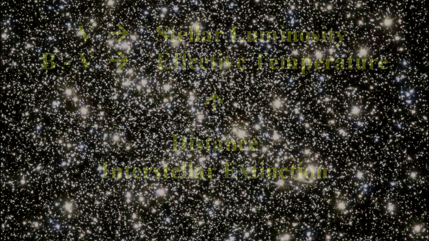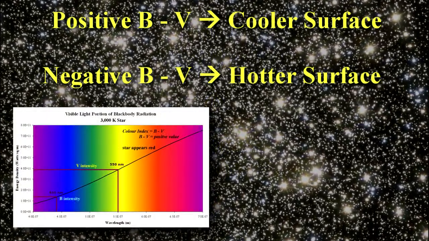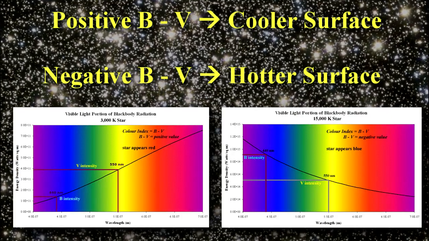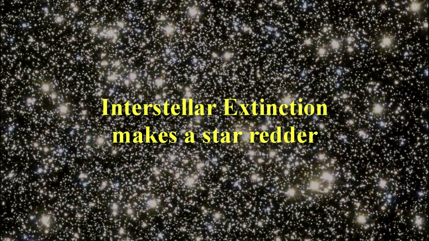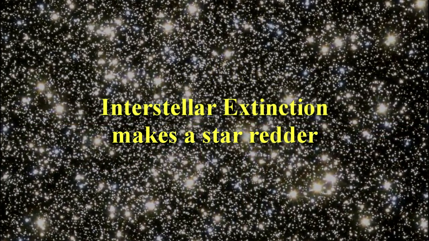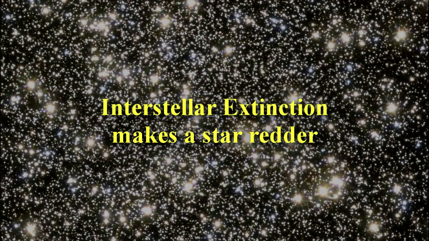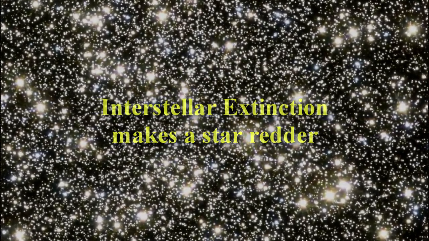Large positive values indicate a red star with a cool surface temperature, while negative values imply a blue star with a hotter surface. But the true color of a star is changed by interstellar extinction, which is inversely proportional to wavelength, causing red light to be less affected than blue light. Thus, stars appear redder than they actually are. These effects have to be taken into account when interpreting the color magnitude diagram of a globular cluster.